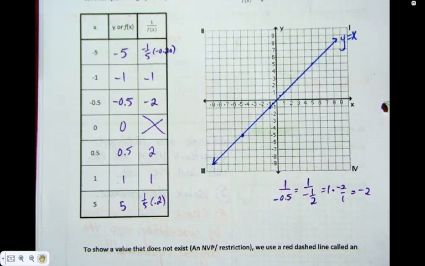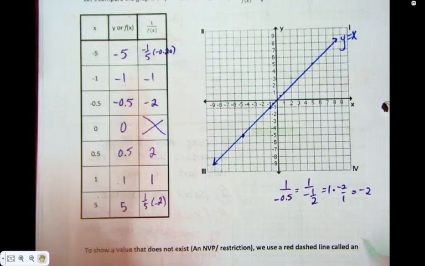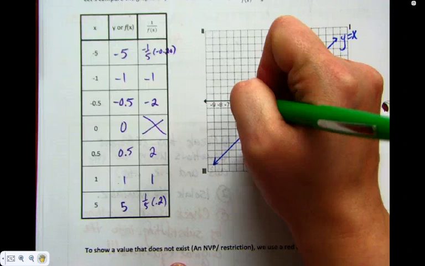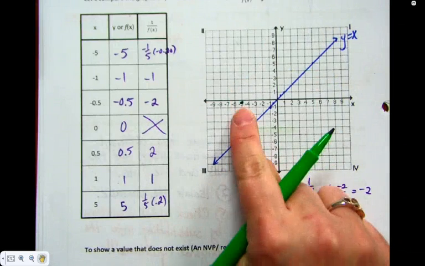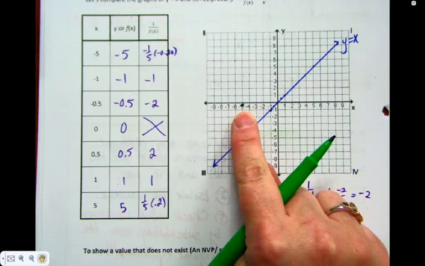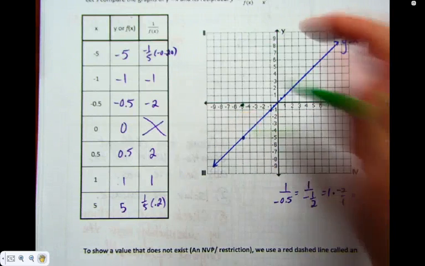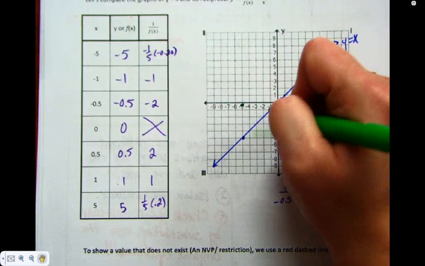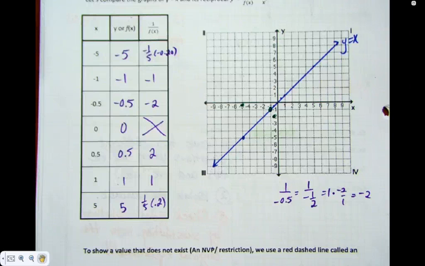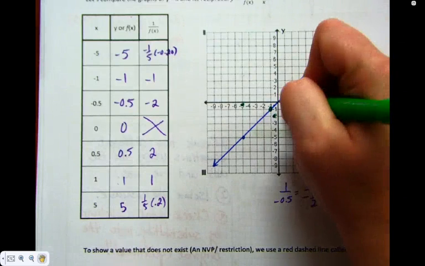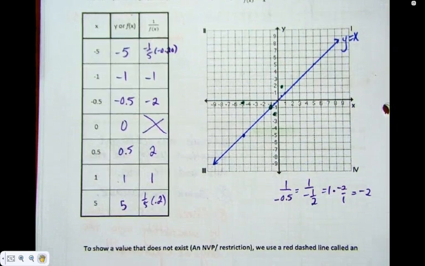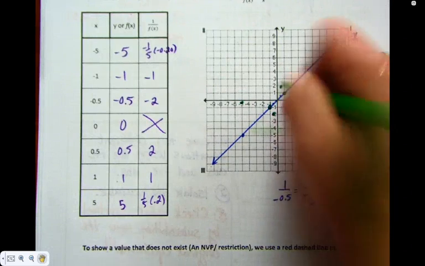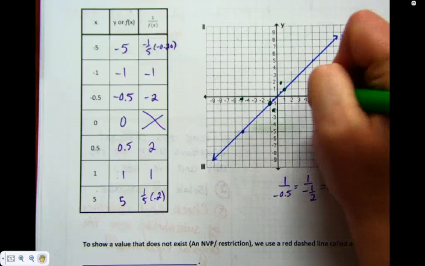Okay, so let's graph those new points. First one is negative 5, negative 0.2. And I'm putting the dot really big so you can see where I put it. Negative 1, negative 1. Not yet, but we're getting there. Negative 1/2, negative 2. Does not exist. Okay, let's skip that for now. 0.5 and 2. 1 and 1. And 5, 0.2.